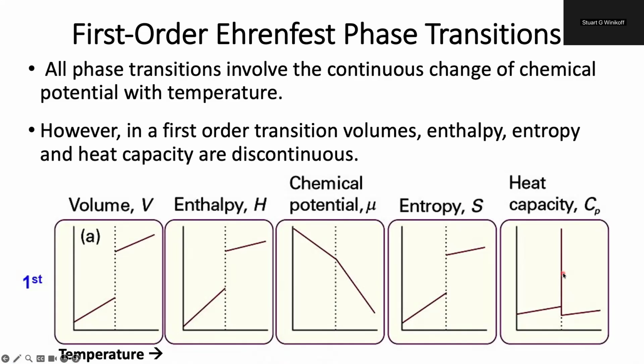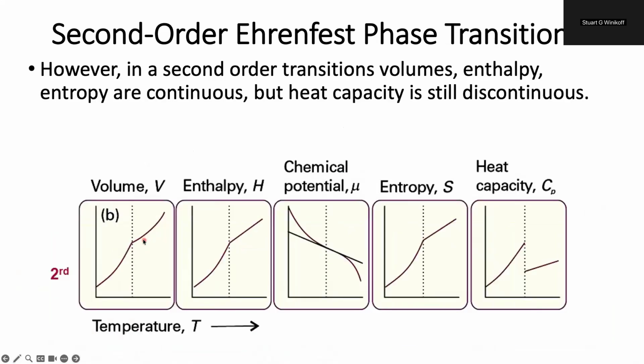So almost all the time when I go from a solid to a liquid, or a liquid to a gas, or solid to a gas, I'm going to have a first order phase transition. However, there's some substances that manage to have what are called a second order phase transition. In this case, we have a continuous change with molar volume, enthalpy, and entropy.